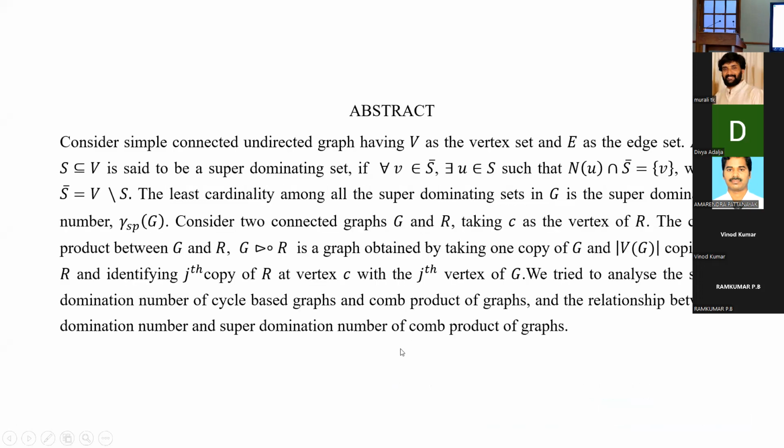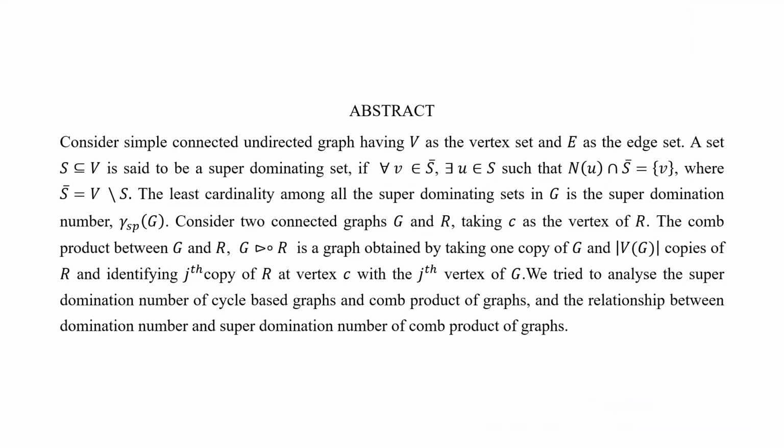Here we mainly consider simple connected undirected graphs having V as the vertex set and E as the edge set. A set S, a subset of the vertex set, is said to be a super dominating set if for all vertex V in S bar there exists a U in S such that the neighborhood of U intersection S bar is the single element V, where S bar is equal to V set difference S. And the least cardinality among all the super dominating sets in G is the super domination number, denoted by gamma ST of G.